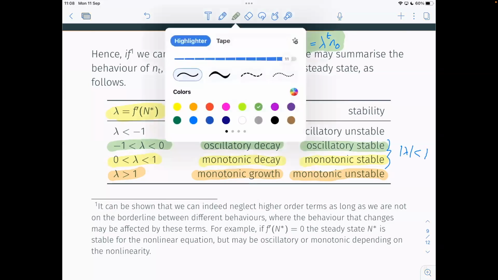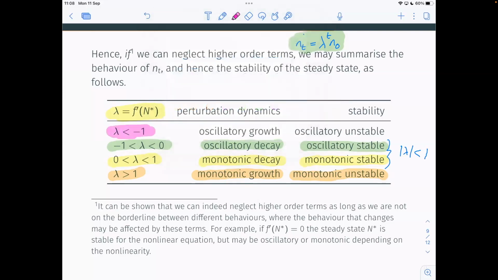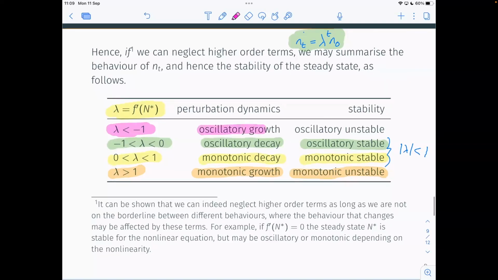Okay, the last scenario to look at is what happens if lambda is less than -1. Well, this is going to be like the case just now where things are going to be oscillating because lambda is negative. But now we're going to be growing. So if lambda is -2 to start with, we're going to go from, say, -2, then up to 4, and so on. We're going to be flipping back and forth. So we're still oscillating, but we're growing. The perturbation is growing, it's not decaying to 0. So this is oscillatory growth, and so we say that our point is oscillatory unstable.